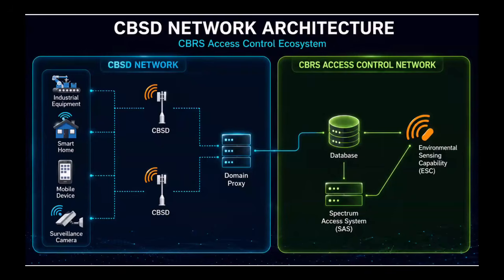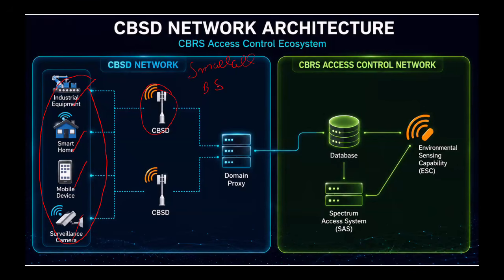CBSD network architecture. Now that we have understood category A and category B CBSDs, let's look at the overall CBRS architecture and see how these components work together. First, on the left side, you see end user devices. It can be a mobile device, smart home, industrial equipment, surveillance cameras, all these things. Then we have CBSDs. As I said, CBSD is a term used in a private network, but in general terms, you can say that it is a small cell, base station, right? You can use these terms for the CBSDs.